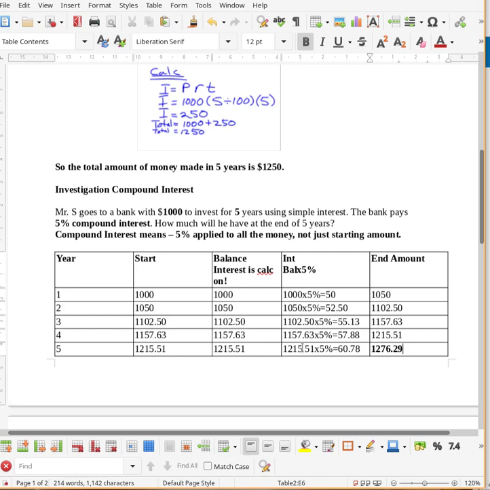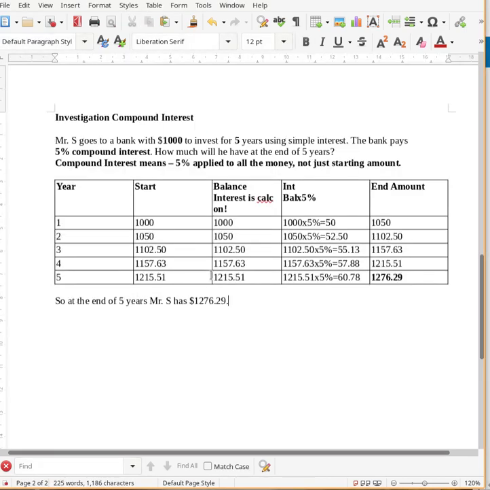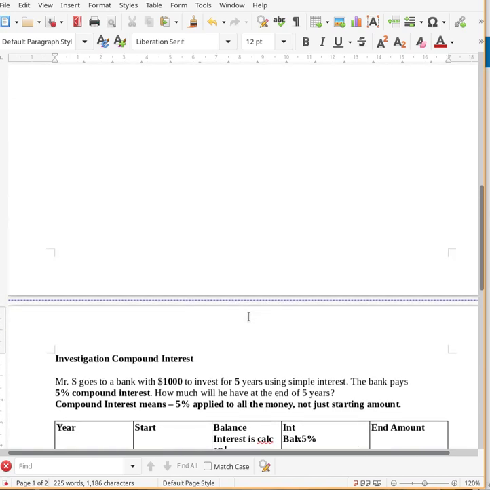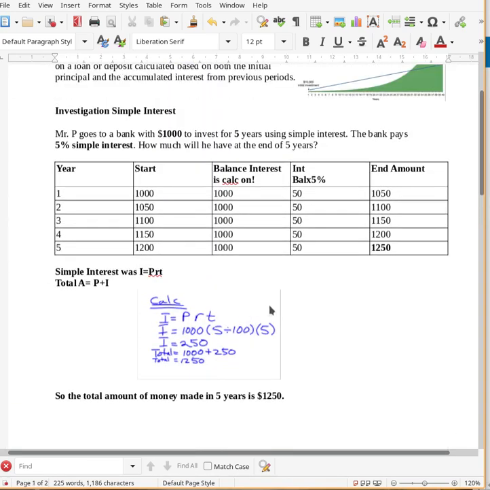The only issue with this type of calculation is that our rounding has to be perfect, right? So if you have a calculator that can help you round, use it. If you don't, you need to practice your rounding, okay? And that's all we're doing. So at the end of 5 years, we have Mr. S earning a total of $1,276.29.